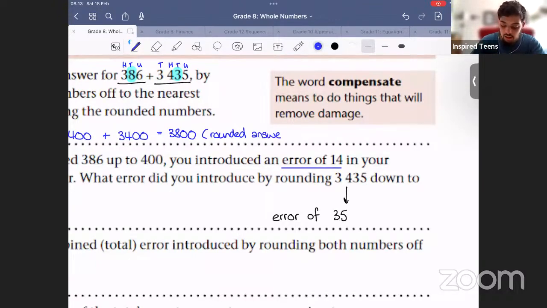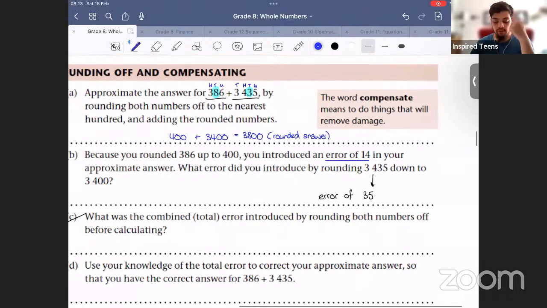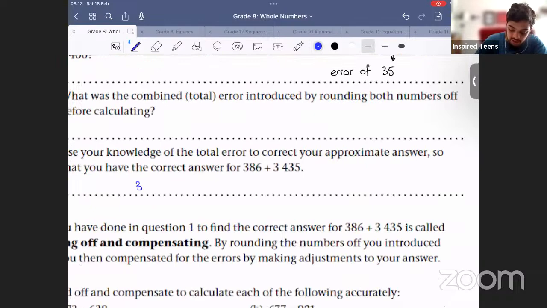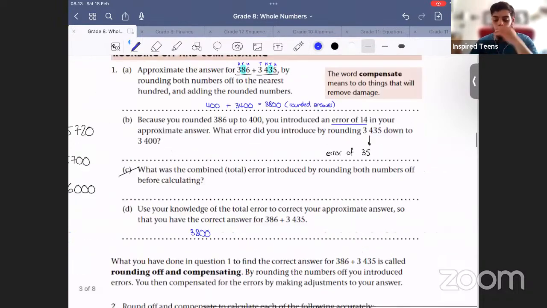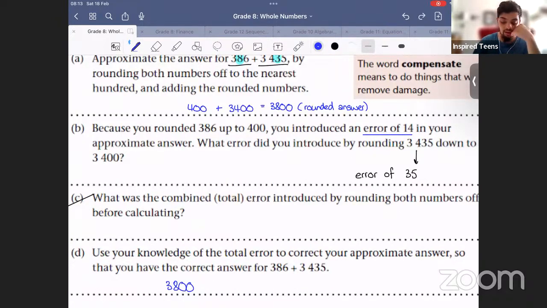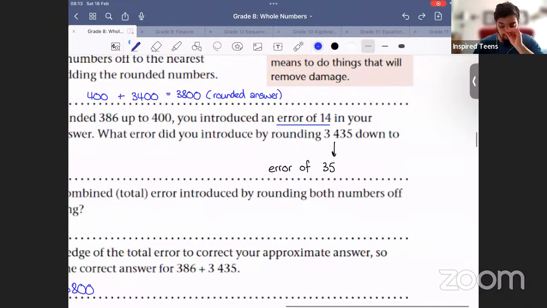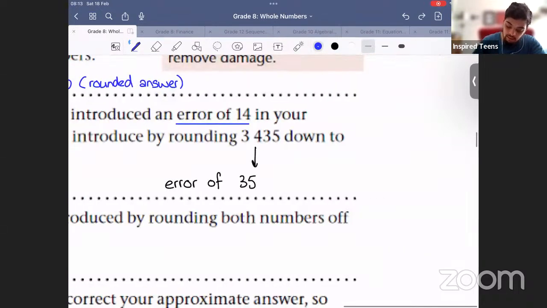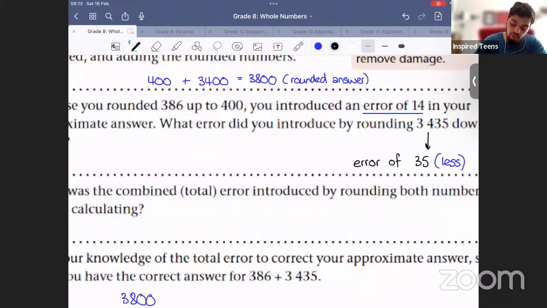Now they want us to utilize this method of compensating in order to get the exact value. So we take our rounded answer and we make the changes necessary to it. Whatever our error was, we make that change to 3,800. In this case, we removed 35. Therefore, to our rounded answer we have to add it, because in the rounded answer there is 35 missing. And remember, there's an error of 14 as well.